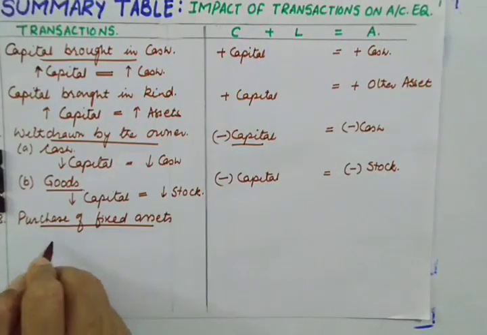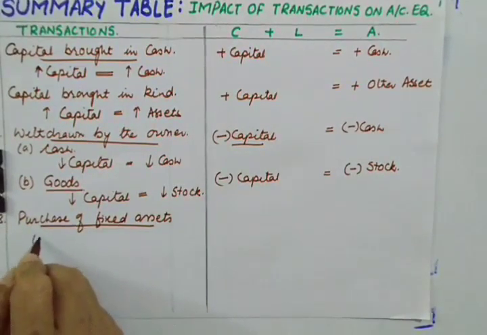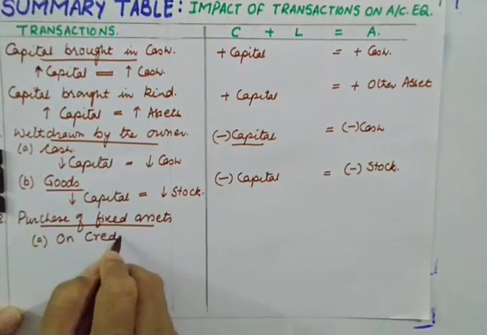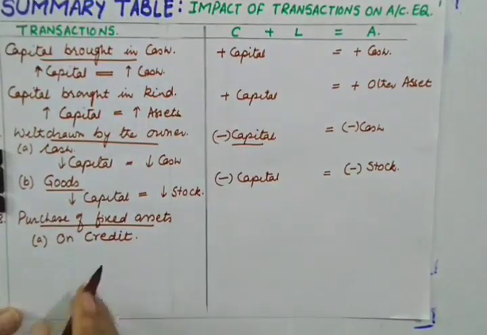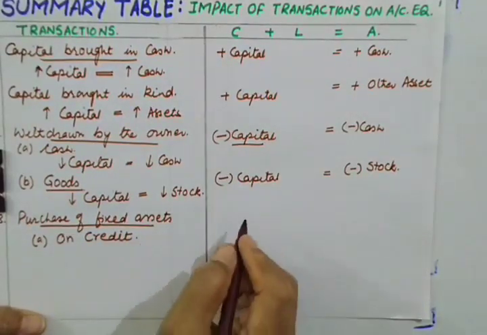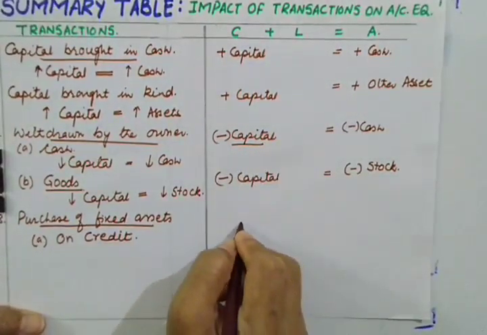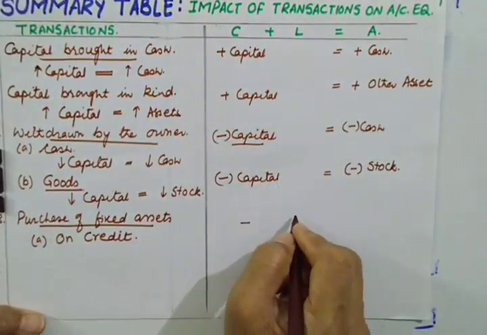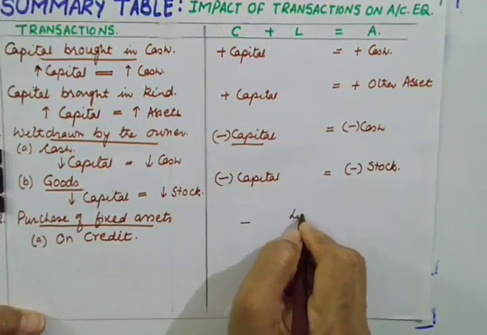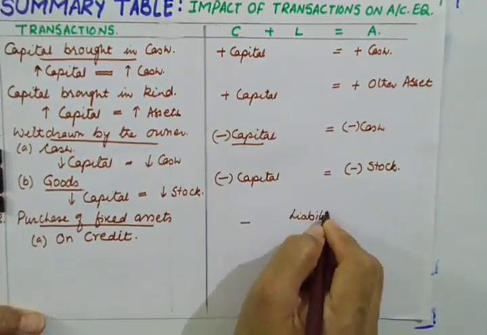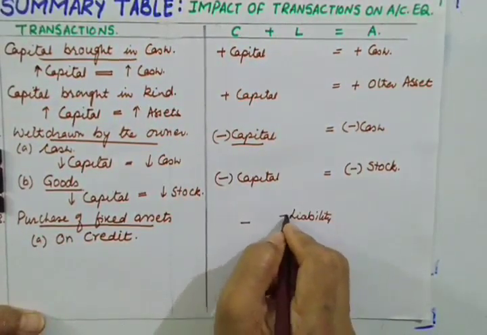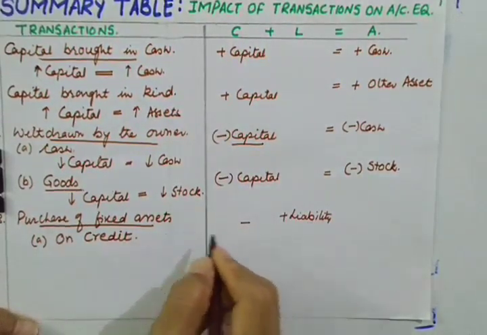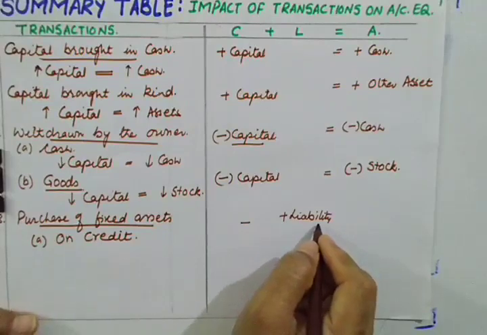Now there can be two options. He can purchase on credit basis. Now what will happen if he is buying on credit? On one side there will be no change in capital, but his liability will increase. So there will be an increase in liability. For example, suppose he has purchased these fixed assets on installment basis.